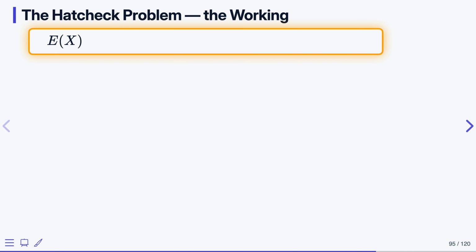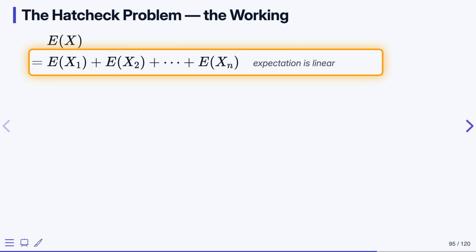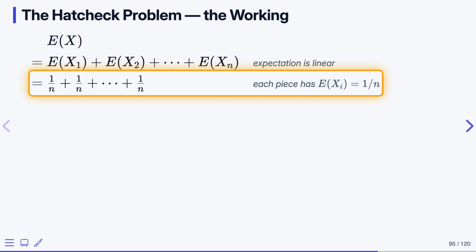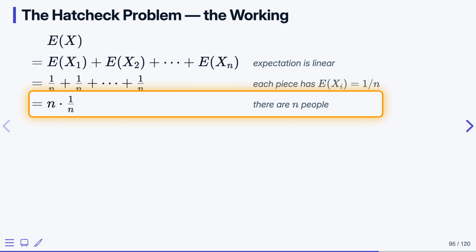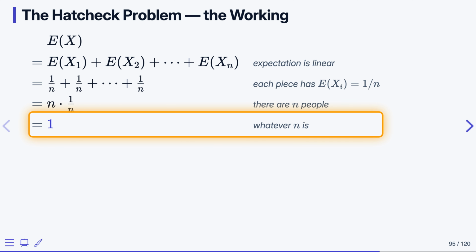We want the expected value of X. By linearity, the expected value of the sum is the sum of the expected values. We did not need independence here, and that is what makes linearity so handy. Each piece has expected value 1 over n. There are n people, so we are adding n copies of 1 over n. That is exactly 1. On average, exactly one person gets their own hat back, whether there are 10 people or 10,000.